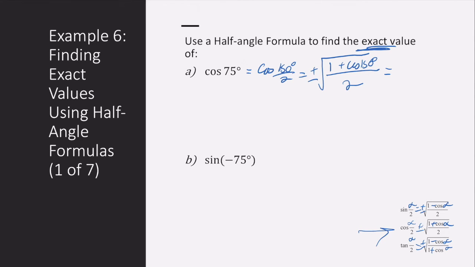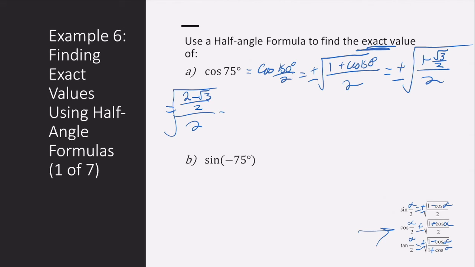Well, the cosine of 150 degrees, if you look on our unit circle, is actually negative the square root of 3 over 2. So this would give me 1 minus the square root of 3 over 2. That gives us 2 minus the square root of 3 over 2 again. We'll go ahead and divide by 2. So I have the square root of 2 minus the square root of 3 over 4. We then take the square root of the numerator and of our denominator. The square root of 4 gives us 2.